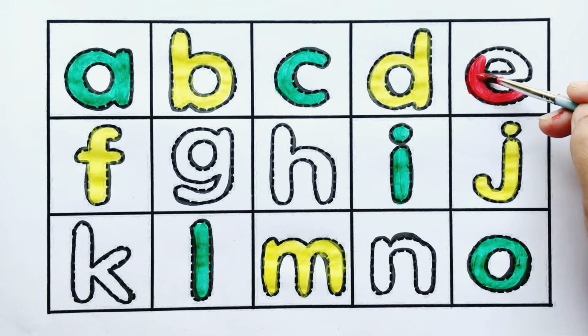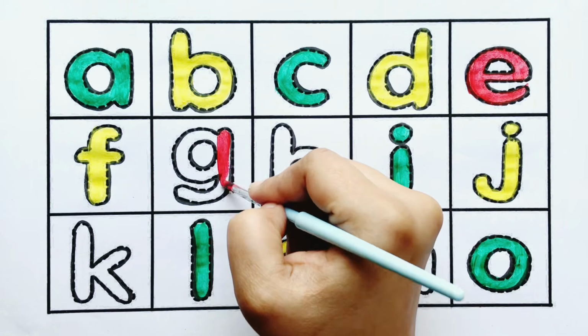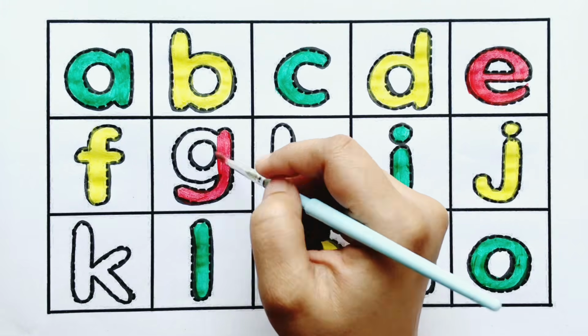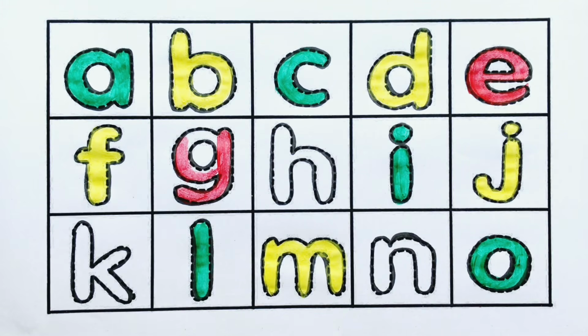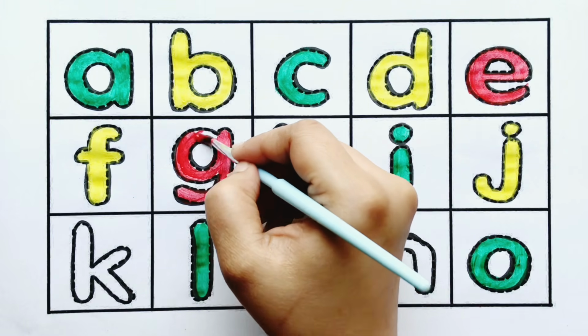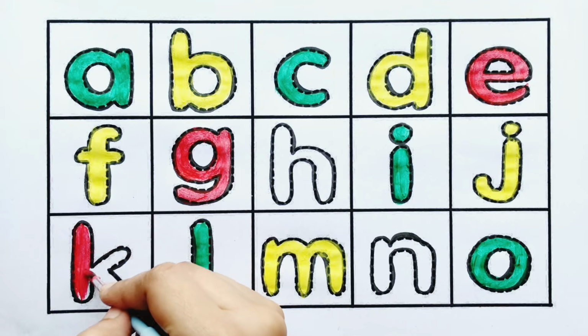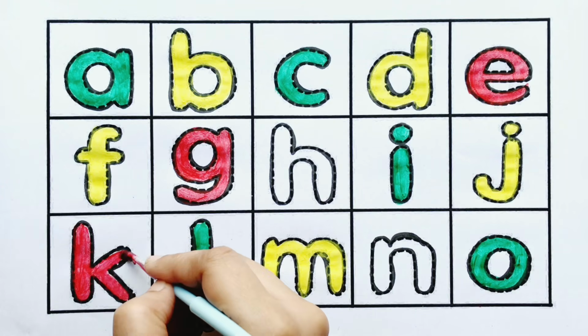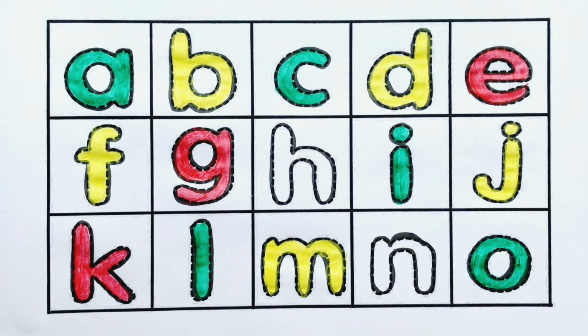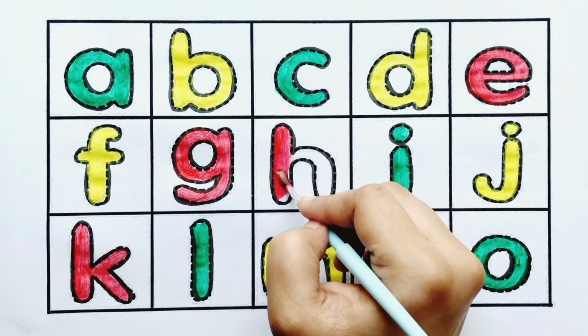Red color, E for egg. G for glasses. K for kite. N for nose. H for heart.